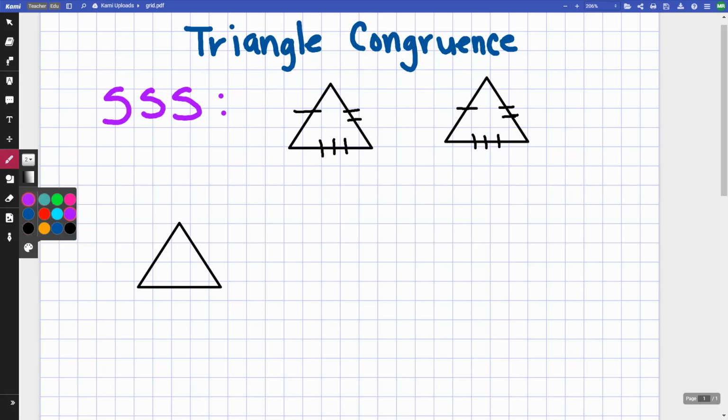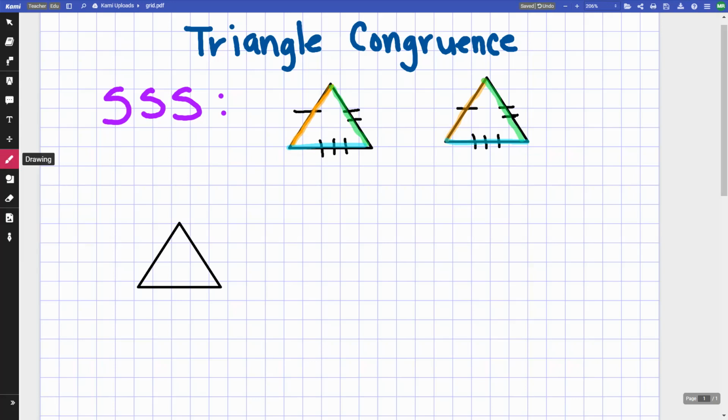Now, a lot of times I like to color code them. And so this side is congruent to this side. This side is congruent to this side. And this side is congruent to this side. Okay, and that's called side-side-side.